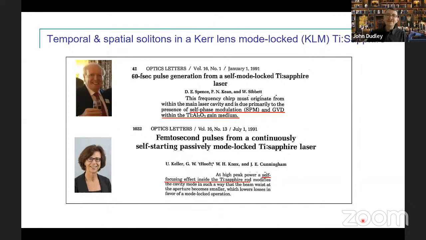And it gets even better than that, because in the 1990s, when the titanium sapphire laser was discovered serendipitously in St Andrews in Scotland, and also in Bell Labs and elsewhere, they realized that there were two soliton-like effects going on inside the laser. One in the time domain, and that was the contribution from Wilson Sibbett, and another in the spatial domain, and that was the contribution from Ursula Keller and Wayne Knox.